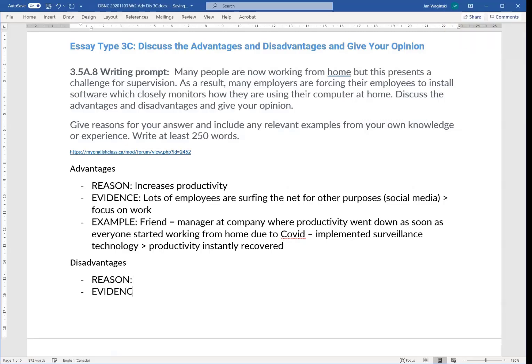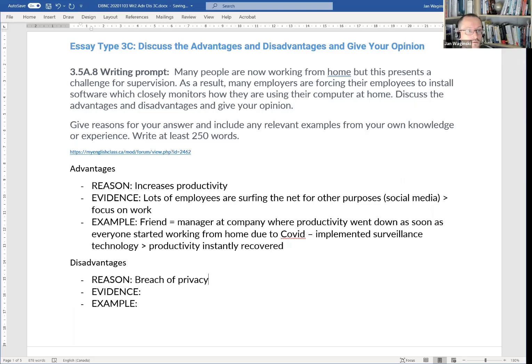One of the disadvantages can be that it can breach your privacy. Can it be? Okay. Breach of privacy. What do you mean breach, John? Breach is like break.